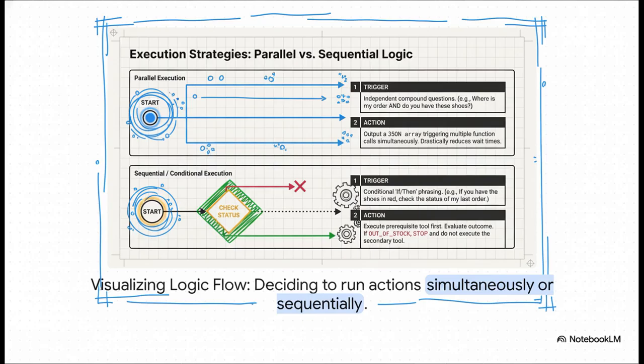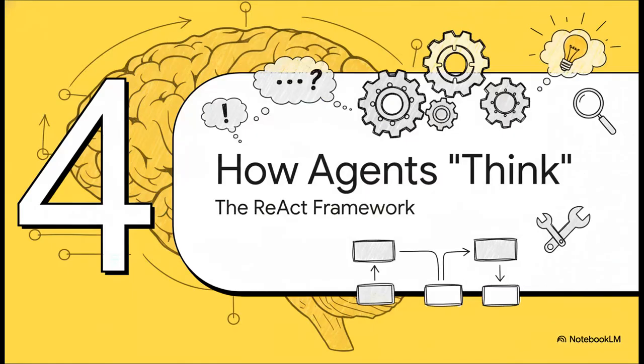But that bottom path, see that little diamond shape? That's a decision point. That's sequential. The agent has to check the status of step one before it can decide whether to go down the path for step two. This logic is absolutely key for handling those more complex things users are going to ask. So at this point, we've built a pretty capable tool user. But what if we want to build something that's truly autonomous? An agent that can reason its way through multi-step problems all by itself.